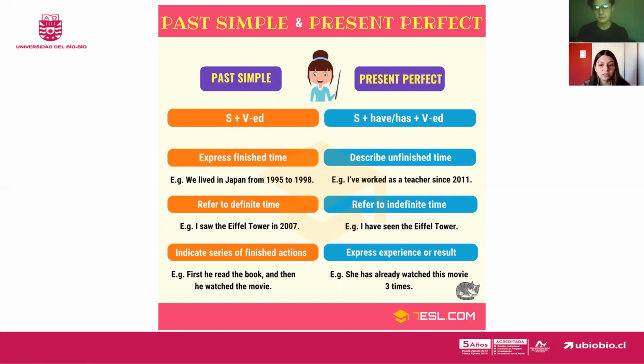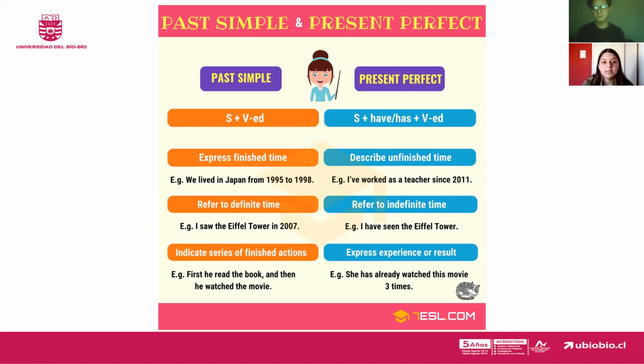Okay, and then to express an experience or a result. For example, she has already watched this movie 3 times. So that would be a result, but you can also tell experience. For example, I have been doing my practices for a whole week now. So that would be an experience. And that wouldn't be a series of finished actions, because it's just one experience.